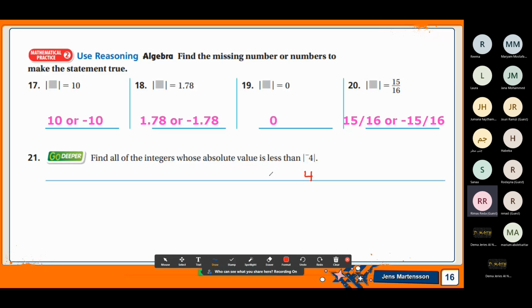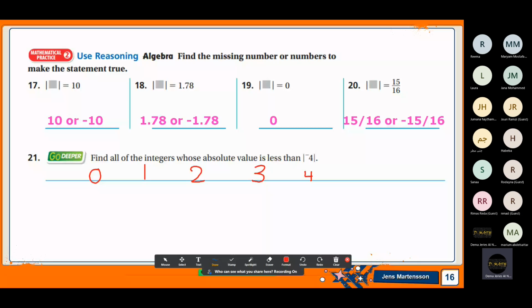No, there's none. No, 3, 2, 1, 0. These are the numbers whose absolute value is positive. Teacher, I don't understand. That's okay. So you mean less than the absolute value of negative 4? What is the absolute value of negative 4? It's 4. You said 4.